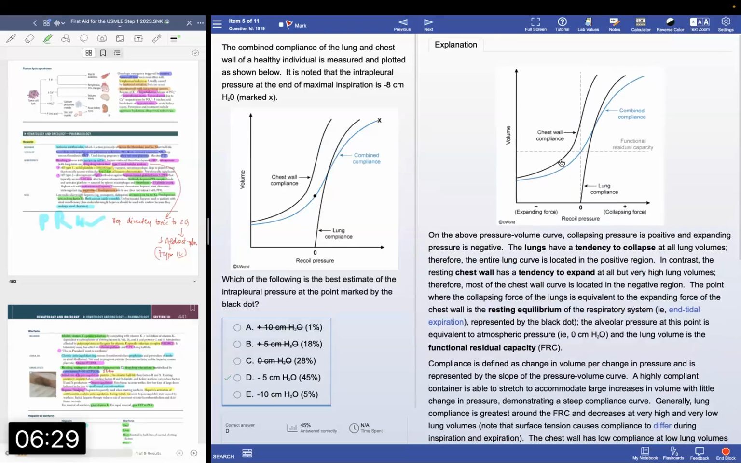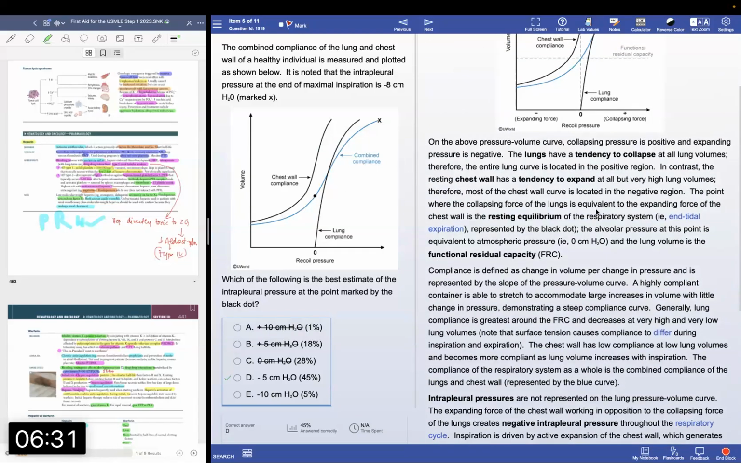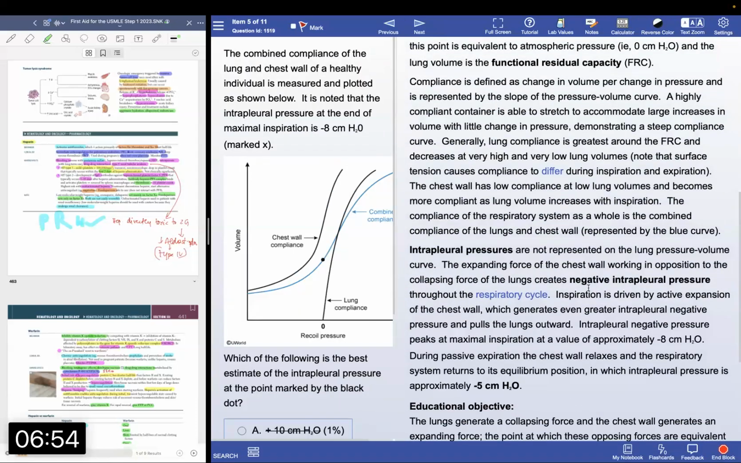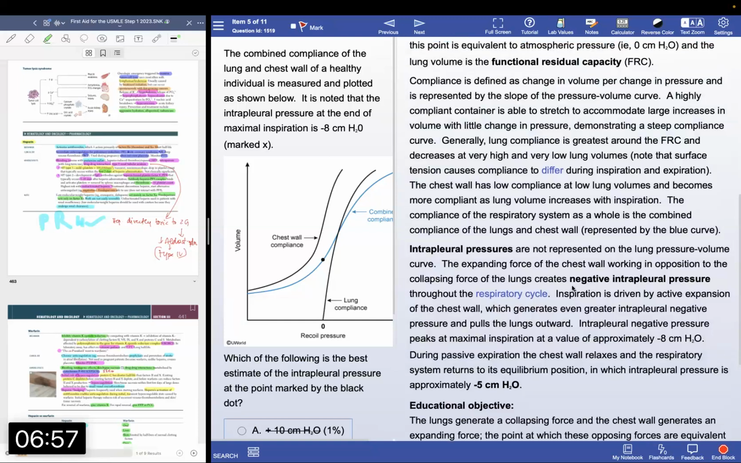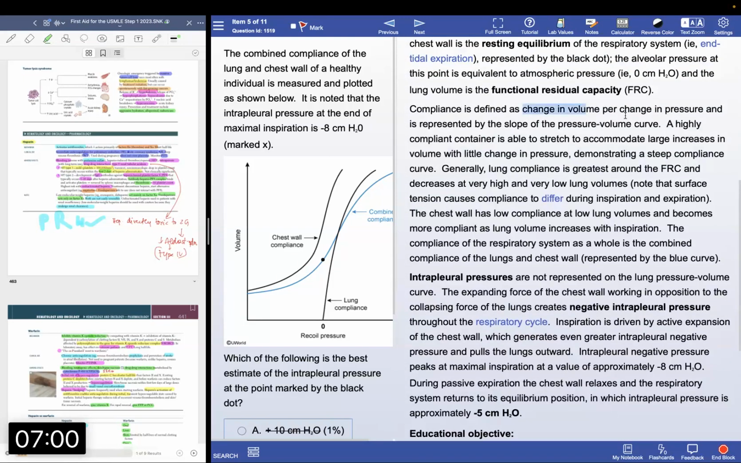So it is represented by the black dot in this question. The alveolar pressure at this point is equal to the atmospheric pressure, which is 0 centimeters of water, and the lung volume is at the FRC. Compliance is defined as change in volume per change in pressure and is represented by the slope of the pressure volume curve. So that's combined compliance. A highly compliant container is able to stretch to accommodate large increases in volume with little change in pressure, demonstrating a steep compliance curve.